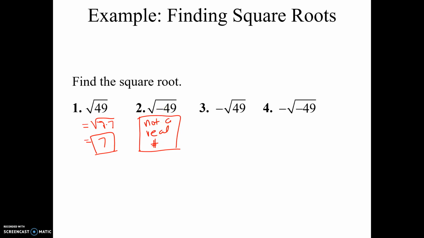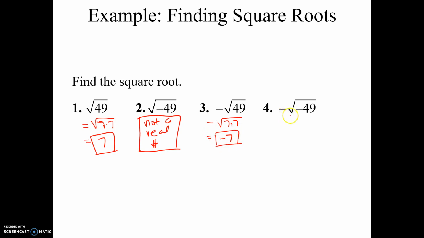However, if the negative is outside the square root, that's completely fine. Then we have a negative outside the square root. 49 is 7 times 7, so the square root of 49 is 7. There's still a negative on the outside, so the answer is going to be negative 7.